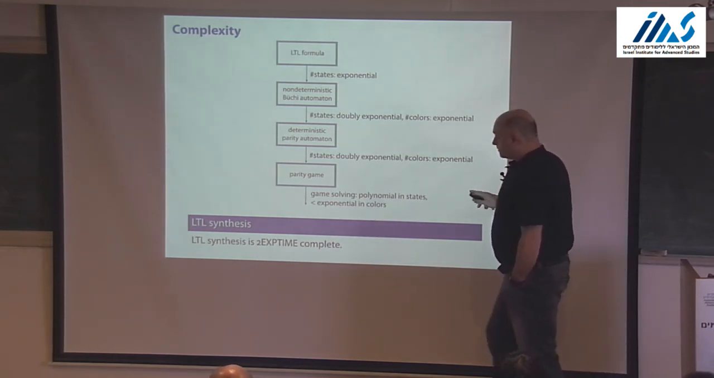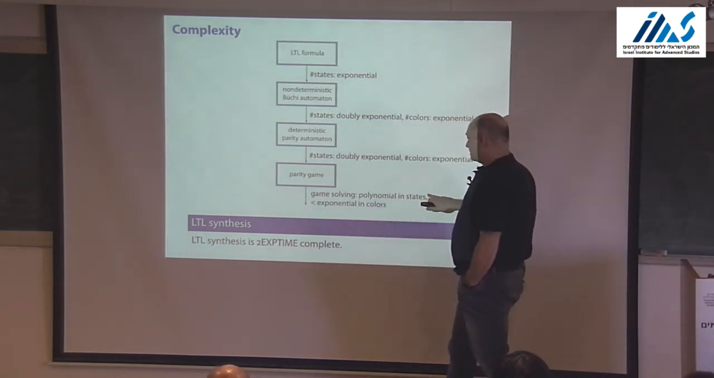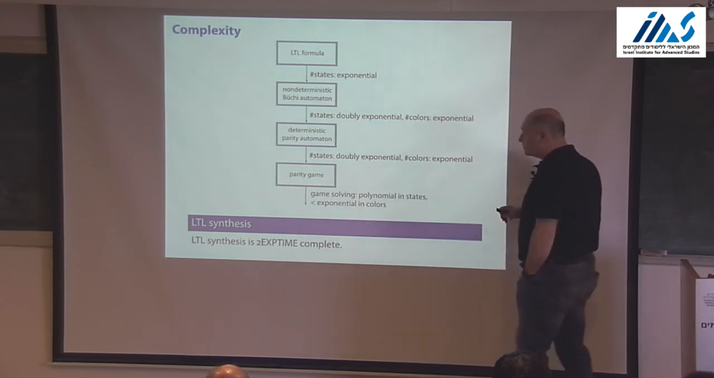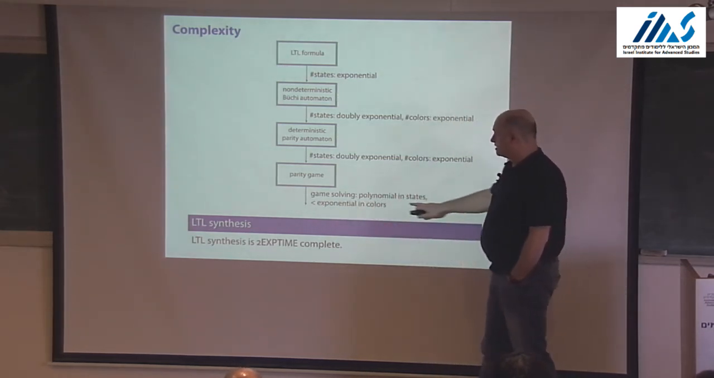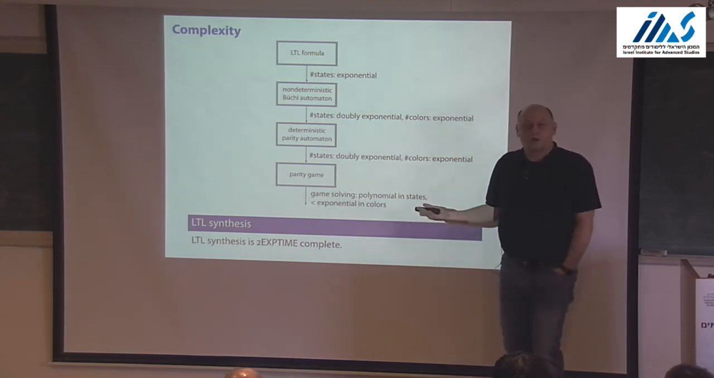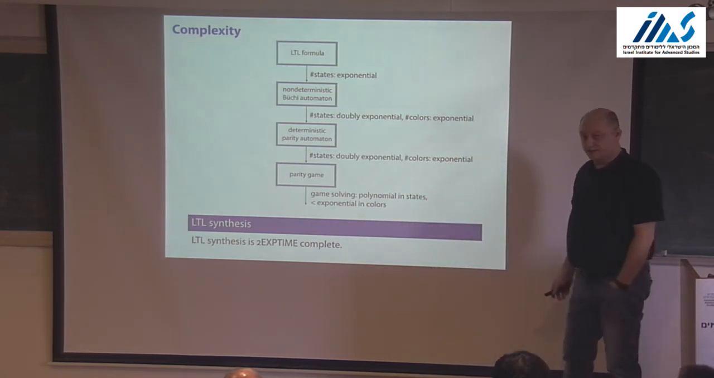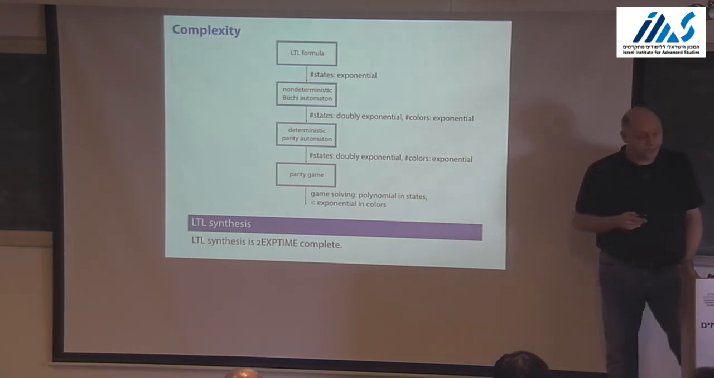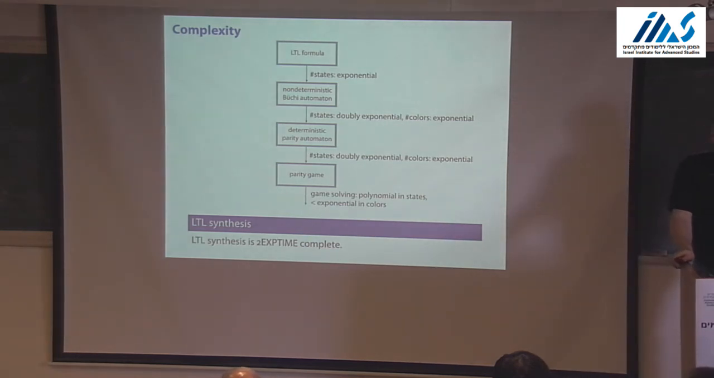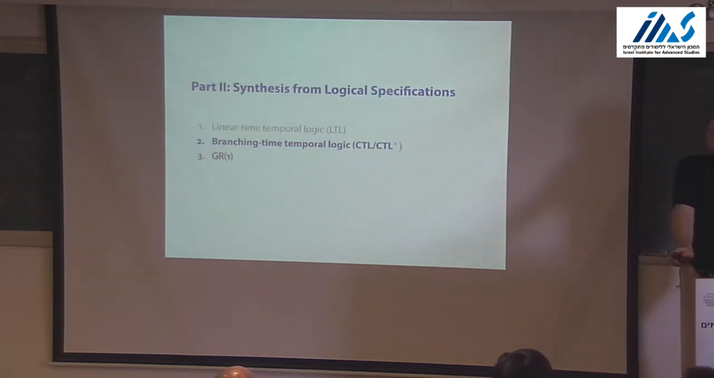Now, we know that we can solve this in polynomial time in the number of states and less than exponential time in the number of colors. So overall, we can solve the problem in doubly exponential time. Okay. So now the next step is to move from LTL to branching time.